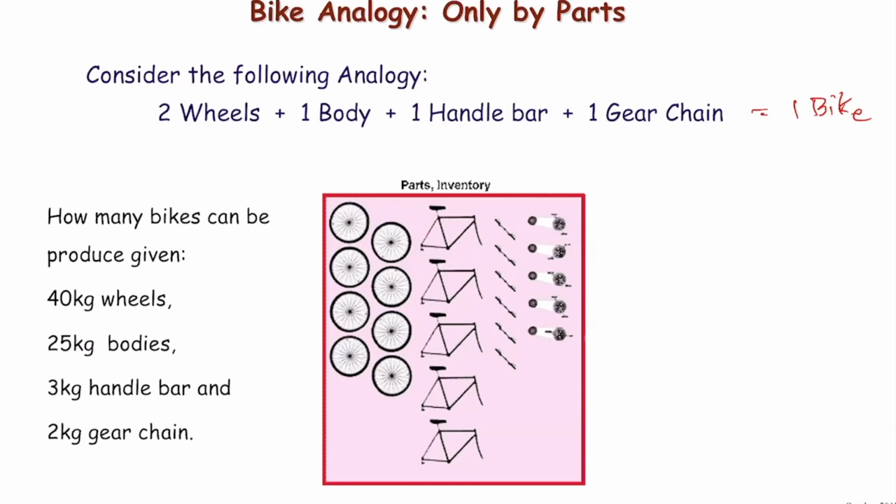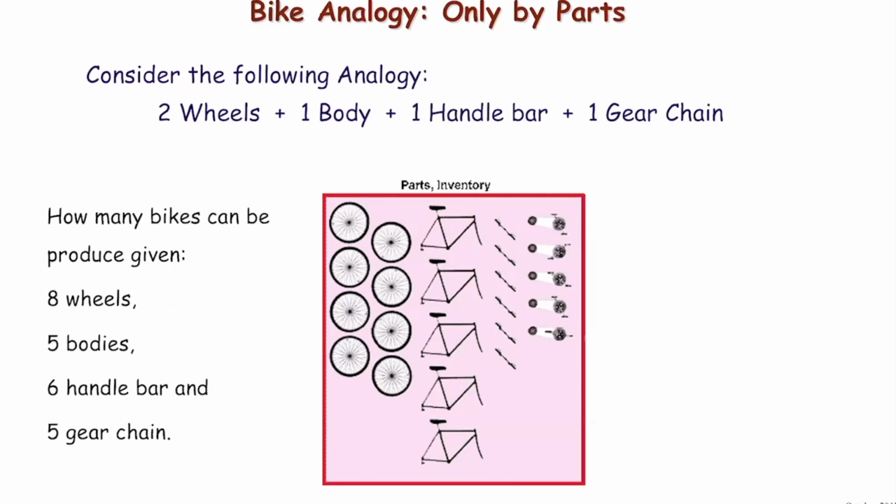Okay, so let's say that after I do my calculation, I have 8 wheels, 5 bodies, 6 handles, and 5 gear chains. Well, 8 wheels will potentially give me 4 bikes. That's the theoretical amount. Theoretical just tells you potentially how much you can produce, if you had unlimited parts of the others.